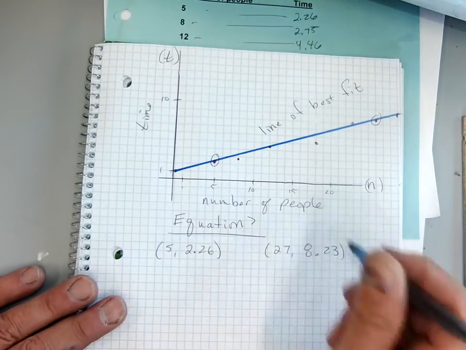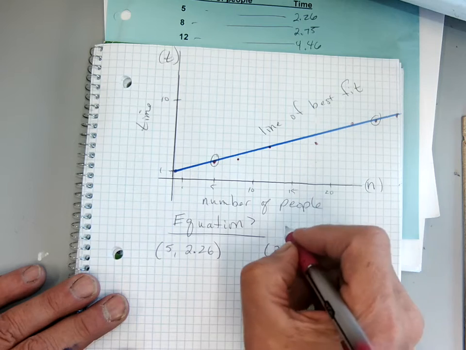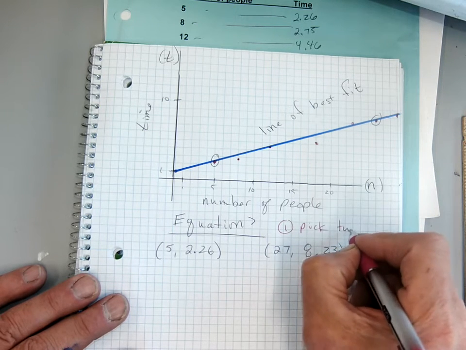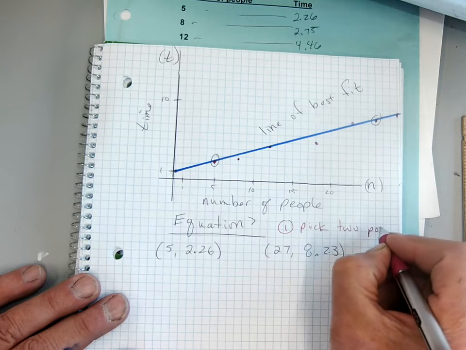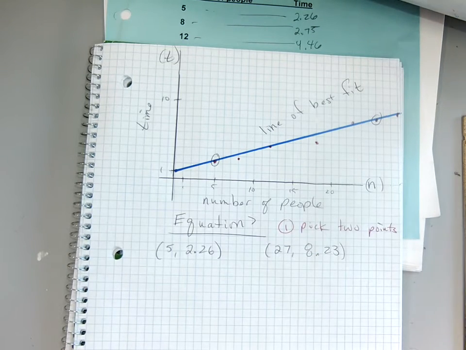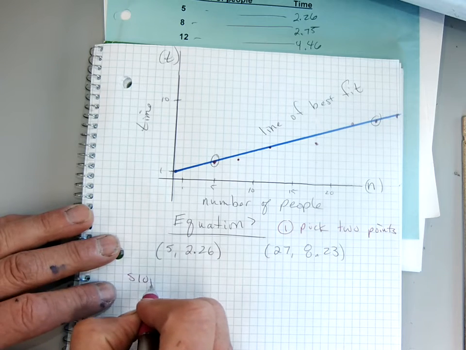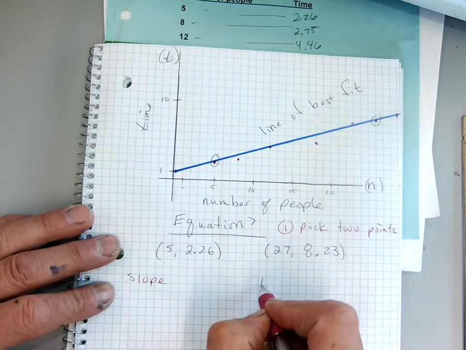So I picked 2 points, any two. I want the two that are kind of close to my line. That makes sense, right? I also like two that are farther apart, because if they're too close, then sometimes the line that you pick changes, okay? Now, what do I need? Well, I need 2 things. I need the slope, and I need the equation.